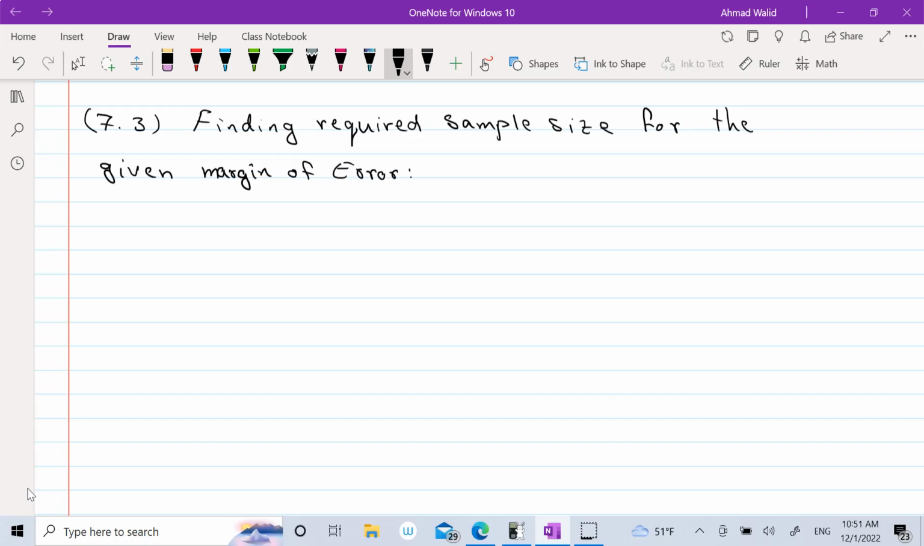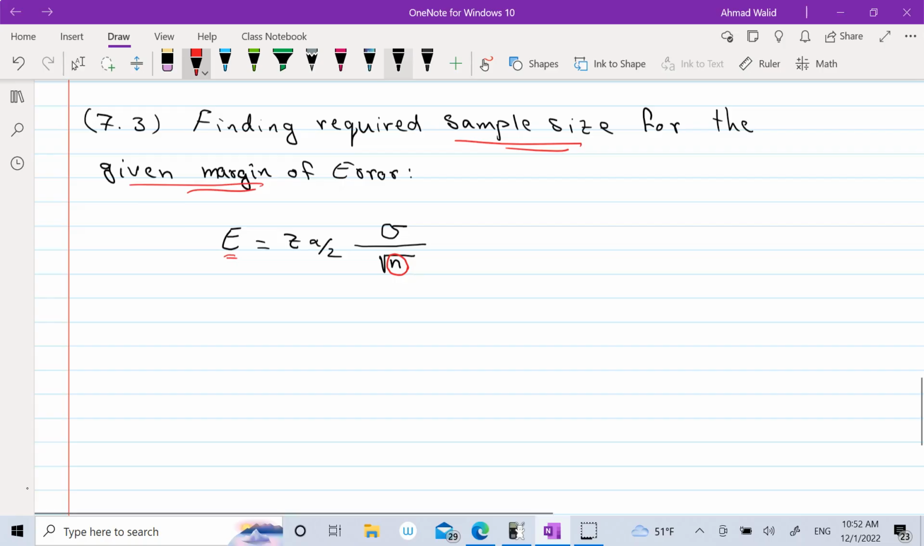Again, our margin of error formula for mean was E equals Z alpha over 2 times sigma over square root of n. Again, I'll do a little bit of algebra. I'll solve this formula for n, correct? And I'll create a formula for you to use to find the sample size if margin of error E is given. It means solve this formula for n.